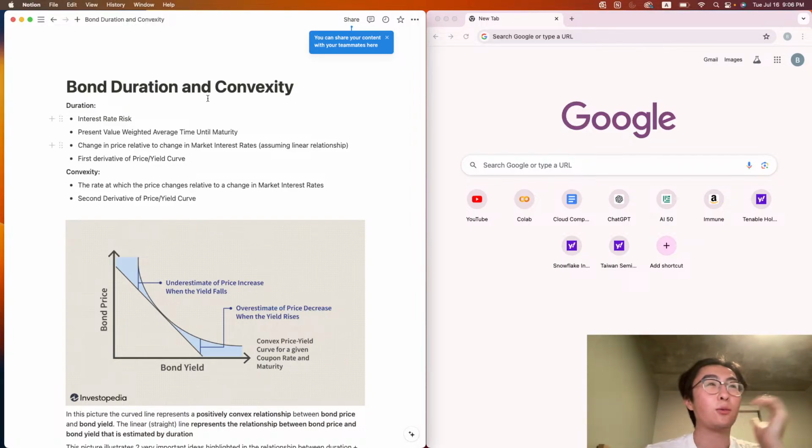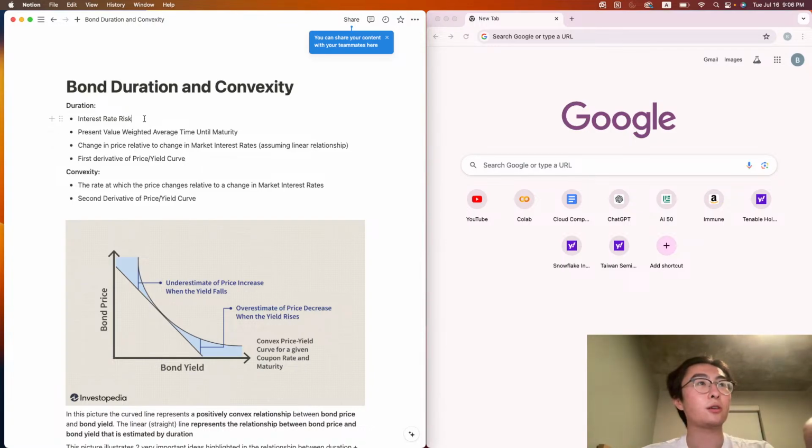But what I want to do for this stream is take a look at some of the examples that we went over yesterday. And yesterday we focused mainly on understanding the concept of duration. So right here, I have 4 different bullet points, and these are just the different definitions of duration I've heard.